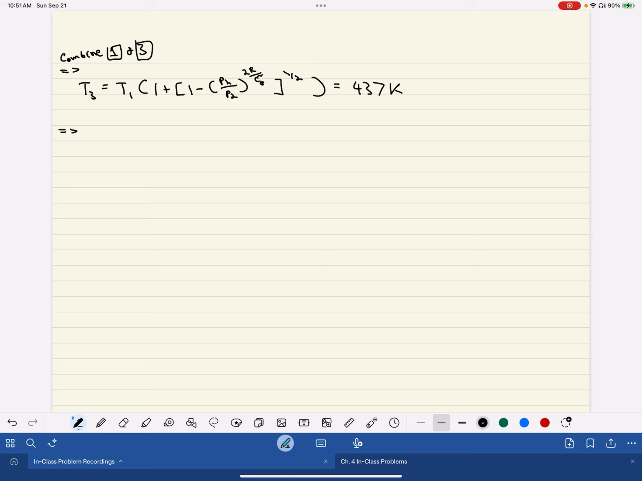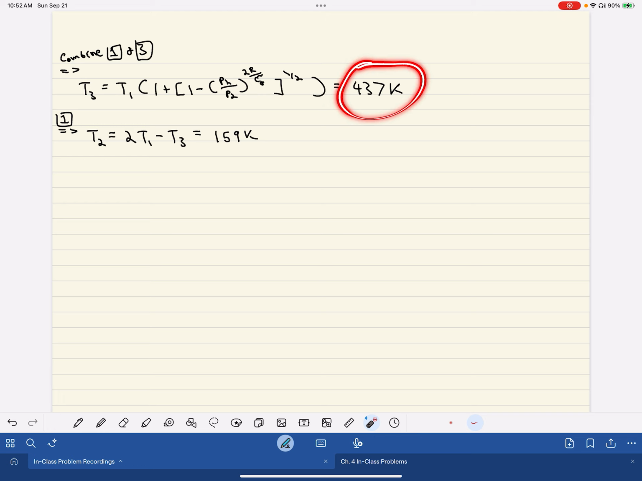Then once you have your T3, you go back to the energy balance equation, and we could solve for T2 now. You get 159K. Right? And so the inlet stream was at 298K. But after it passes through the vortex tube, you get a hot stream that's at 437K and a cold stream that's at 159K. And the delta T between the two is equal to 278 Kelvin.